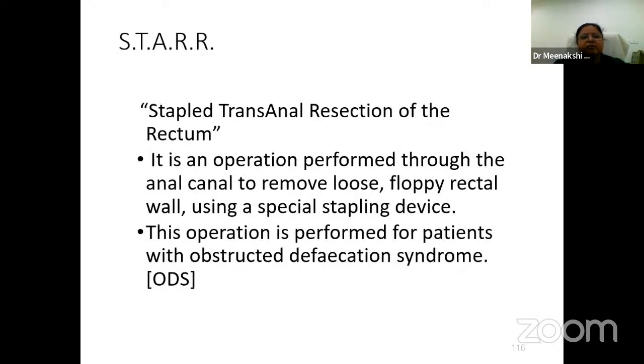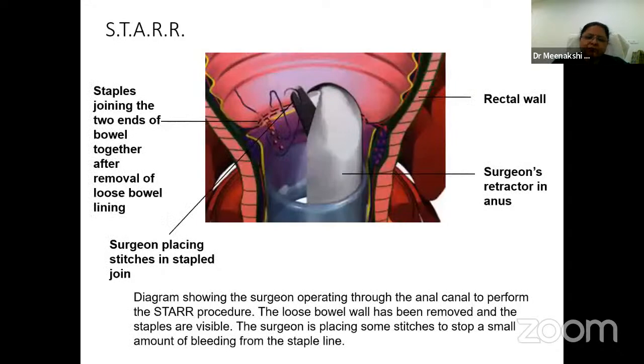Okay, and a few words about the STAR, that is stapled transanal resection of the rectum. Nowadays, it is a very commonly done procedure through the anal canal to remove the loose floppy rectal wall using a special stapling device. This operation is performed especially for patients with obstructed defecation syndrome. For partial prolapse, or grade 1 and grade 2 prolapse, the STAR procedure is very effective for this mucosal prolapse. So this is the way this is done.